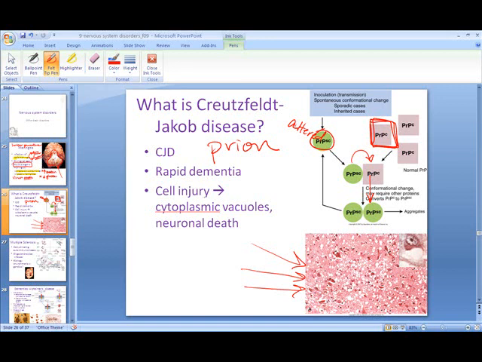And over time, this leads to injury of the neurons. You start to see the accumulation of vacuoles in the cytoplasm, and the cells eventually die. You get dementia and eventually death of the patient.